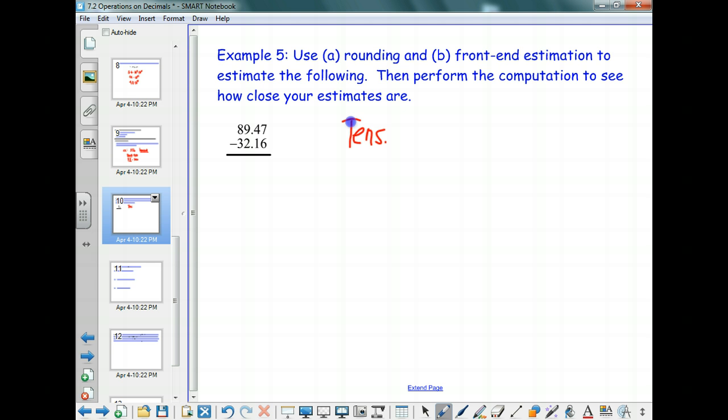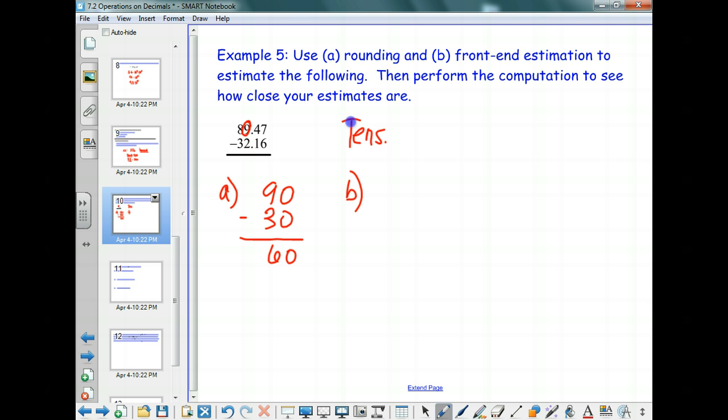All right, so part A, rounding. If I round 89 and 47 hundredths to the nearest 10, what do I get? 90. And remember, what I'm doing is looking one place value beyond the place I'm rounding to, the tens. So this 9 means I round the previous number up, so this becomes 90. How about the 32? That's 30. And then I can subtract and I get 60. Okay, so that is rounding to the nearest tens.